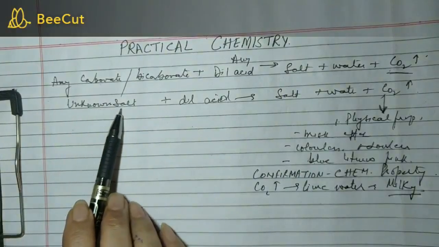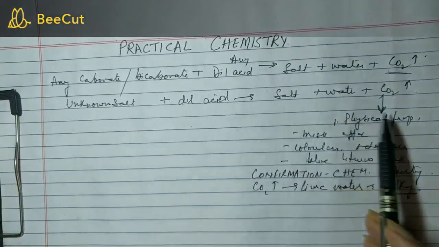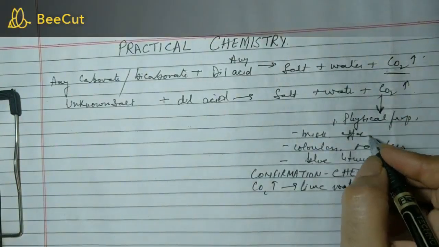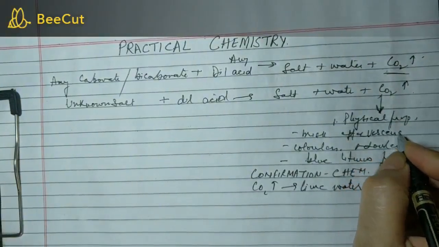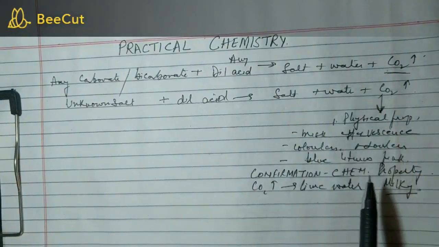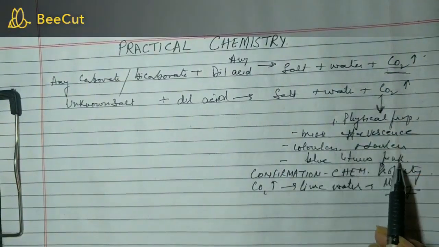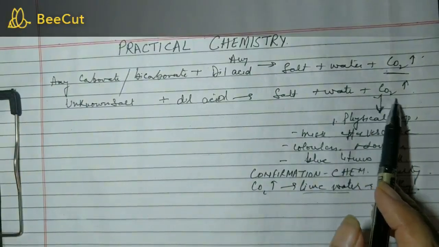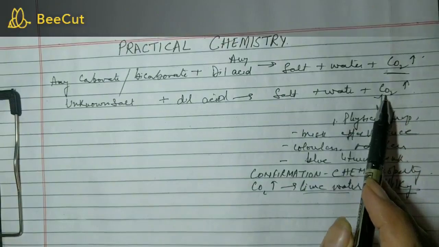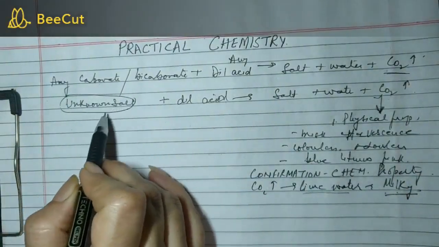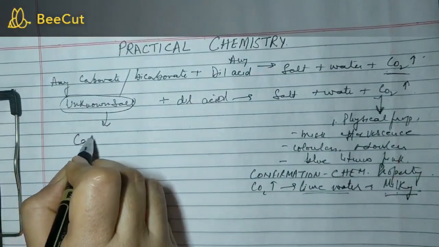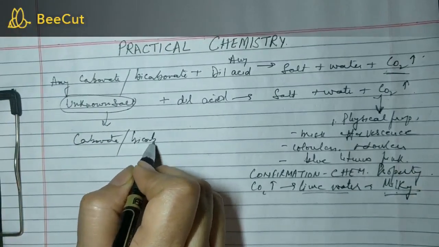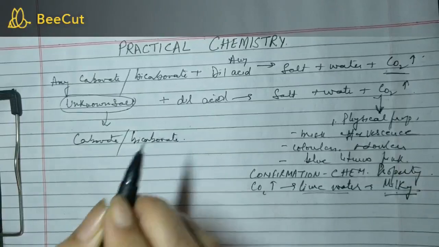So to an unknown salt, if you add dilute acid and a gas is produced which comes out with brisk effervescence, and it is colorless, odorless, and it turns blue litmus pink, and it turns lime water milky, then definitely the gas produced is carbon dioxide. And if the gas produced is carbon dioxide, definitely the unknown salt contains either a carbonate or a bicarbonate. So this is what I am going to show.